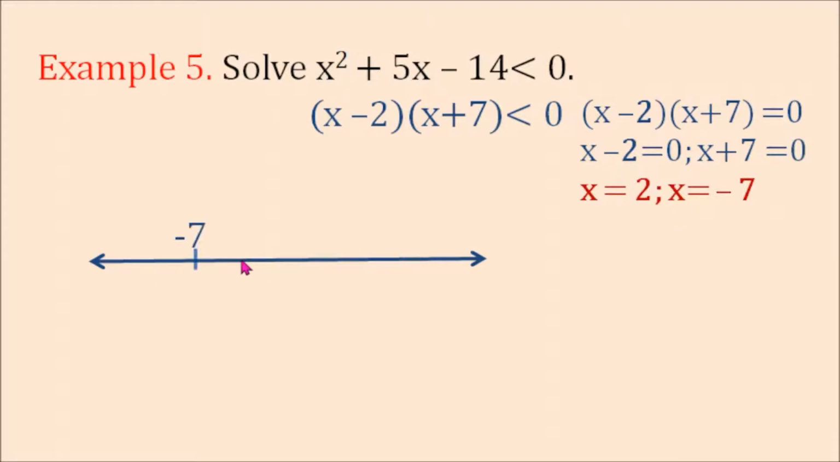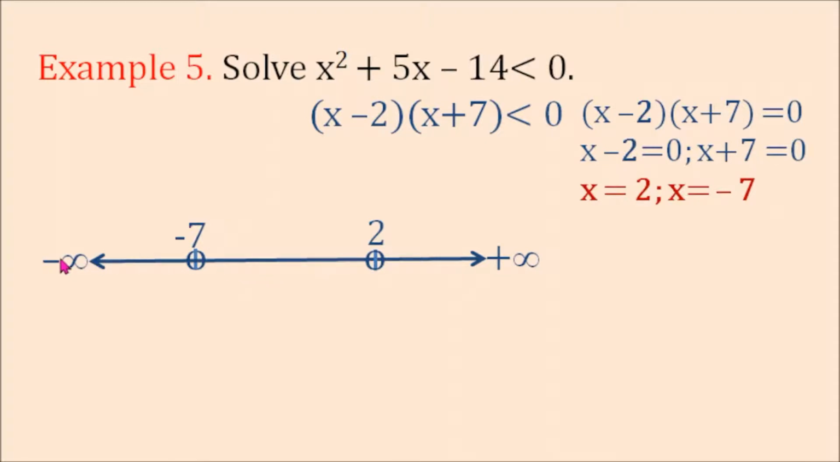Now we are going to draw our number line. We are going to place negative 7 here and positive 2 here. On the right side, we are going to indicate positive infinity. On the left side, we are going to indicate negative infinity. And again, because negative 7 and 2 are not included, we are going to put open circles on them.